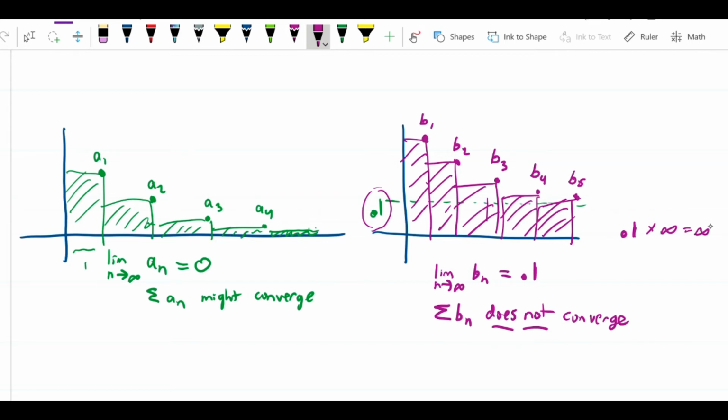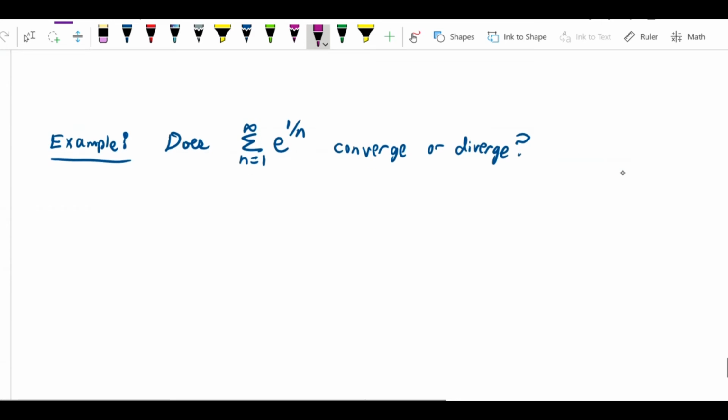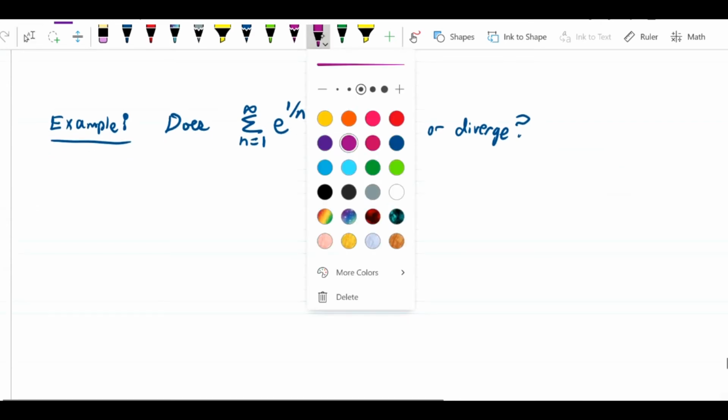This is what happens if the sequence approaches any number that isn't zero. It's like you're just going to be adding up an infinite number of times a finite number. The only way the series has any hope of converging is if its sequence approaches zero. Now that doesn't guarantee that it converges. That just means that it could converge. If it doesn't approach zero, such as in this picture on the right, then it can't converge. That's what the nth term test is saying. So let's use the nth term test.